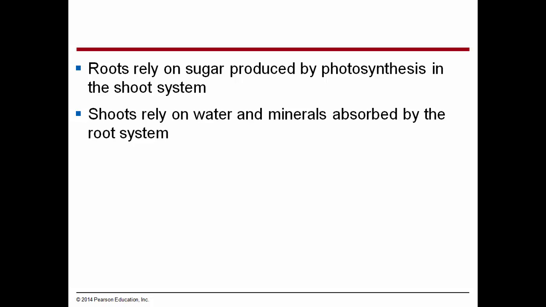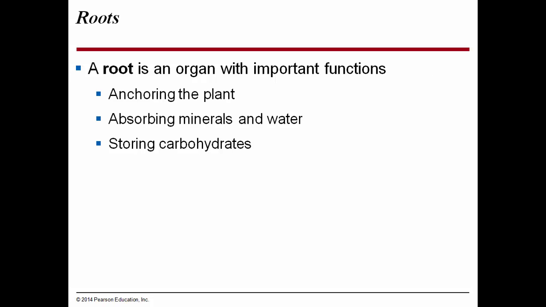Roots rely on sugar produced by photosynthesis in the shoot system. Okay, so the roots, in order to grow, need photosynthates, carbohydrates and whatnot from the shoot system. And shoots rely on water and minerals absorbed by the root system. A root is an organ with important functions. It anchors the plant, it absorbs minerals and water, and it stores carbohydrates.